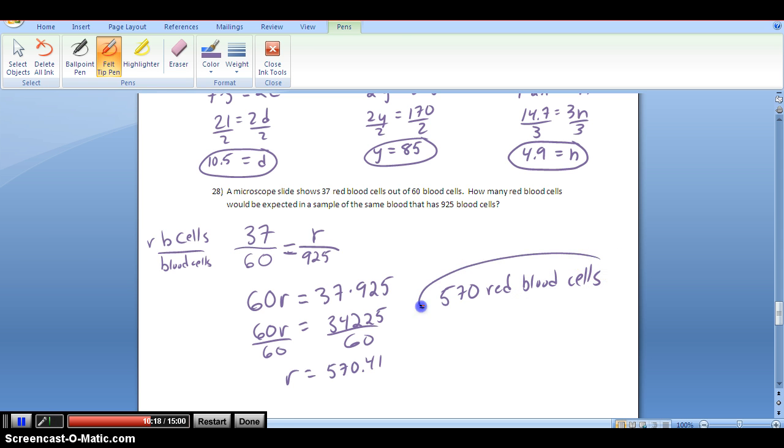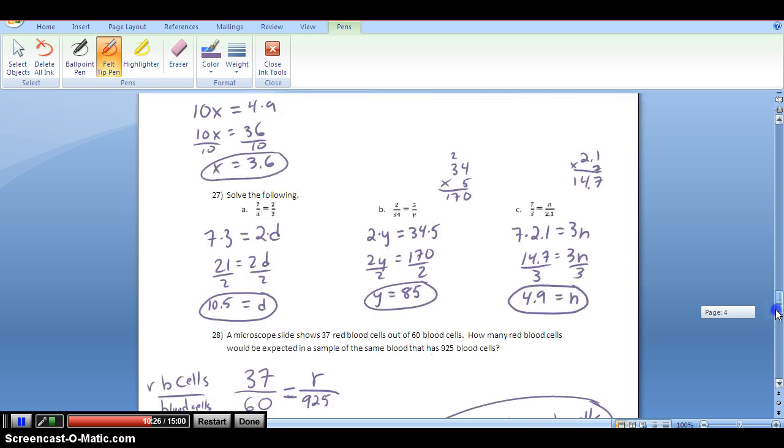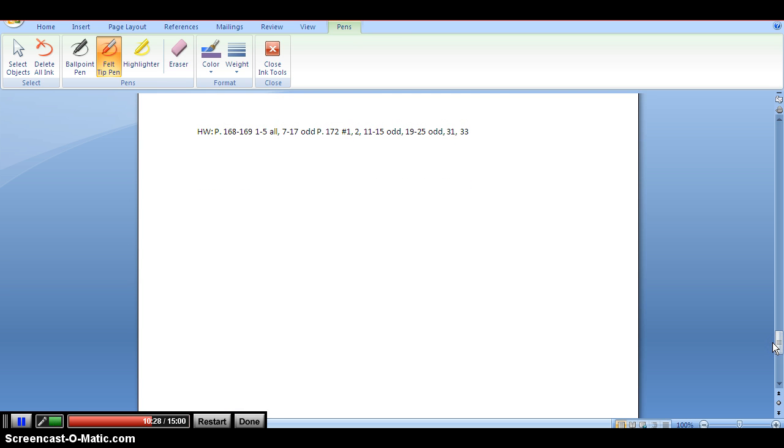After you go over the homework and take a quiz, here at the bottom are the pages of your homework: pages 168 to 169, 1 to 5 all, 7 to 17 odd, and also page 172, these problems right here. So that's your homework to work on after you're done with the quiz. Have a nice long weekend.